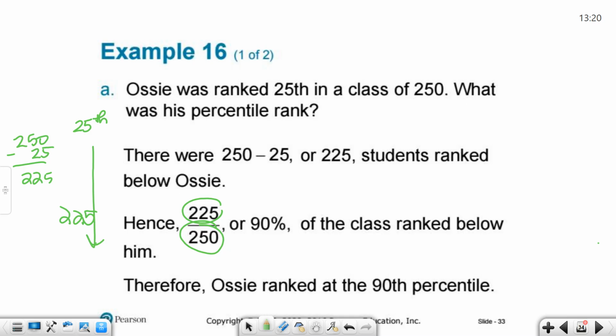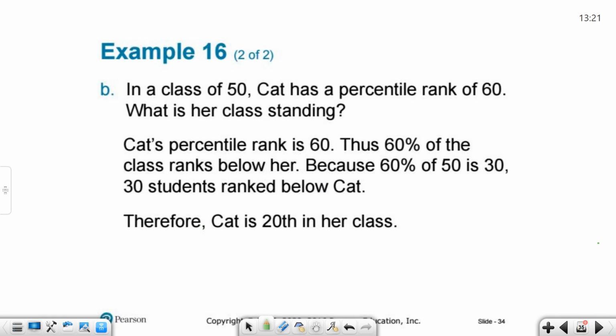So the way that you find it is you find how many are below over the total number. Now you also have to change it to a percentage. So if you divided 225 by 250, you're going to get 0.9. So remember, to change that to a percent, you move it over 2 places. So it's 90, it would be 90%, which would be the 90th percentile. Because remember, percents are part of 100. So percentile would be part of 100.